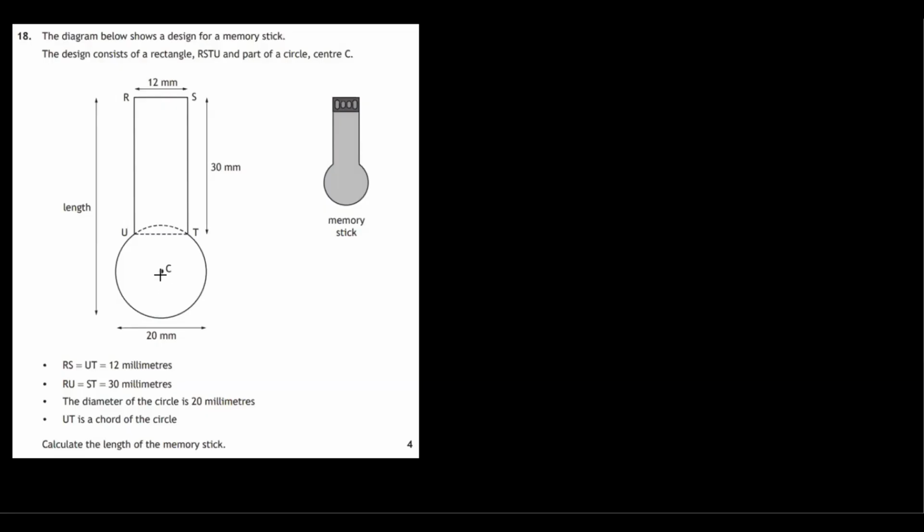And that's essentially made up of this length over here, which is the radius. And then this length over here. And then this length over here. So we know this length already, that's just 30 millimeters. So we're trying to find these two lengths. So we're told that the diameter of the circle is 20 millimeters. So that means the radius is 10 millimeters. So that would be 10.